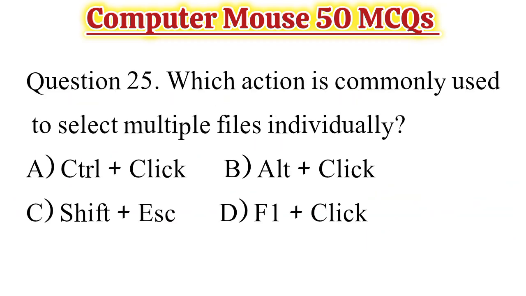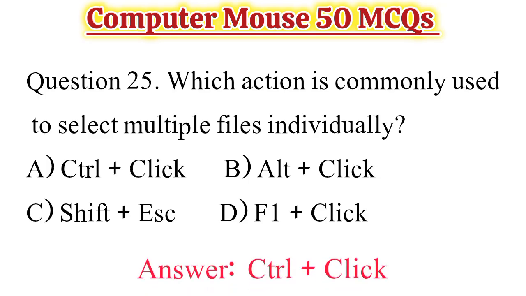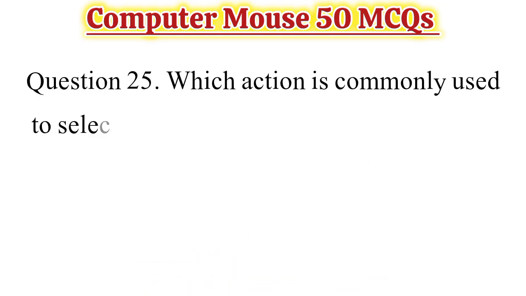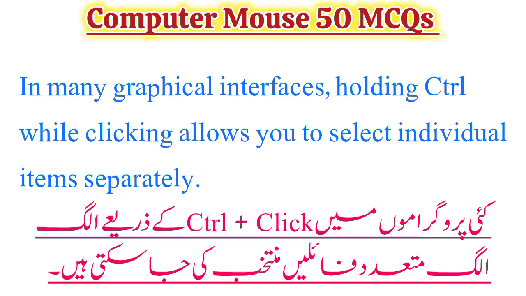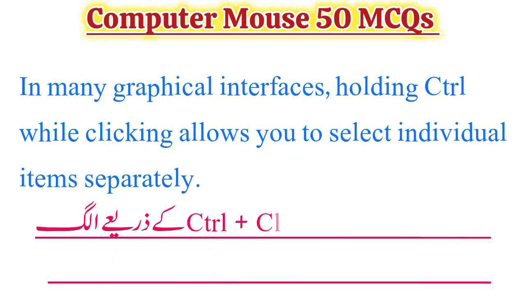25. Which action is commonly used to select multiple files individually? A. Control plus click. B. Alt plus click. C. Shift plus escape. D. F1 plus click. Answer: A. Control plus click. In many graphical interfaces, holding Control while clicking allows you to select individual items separately.